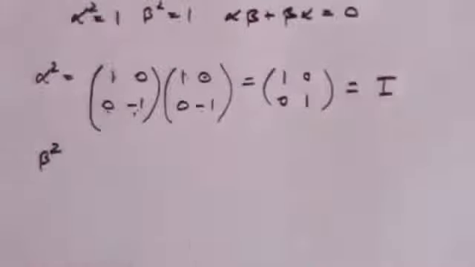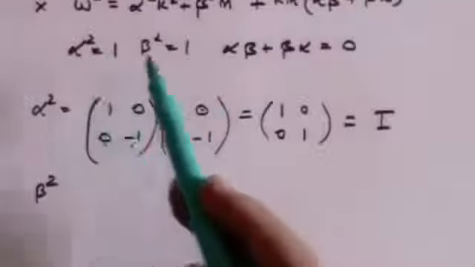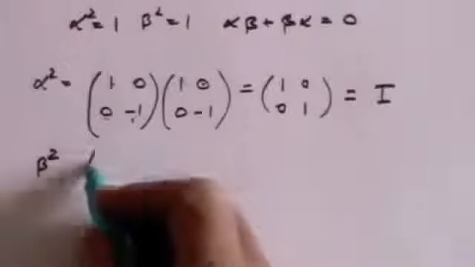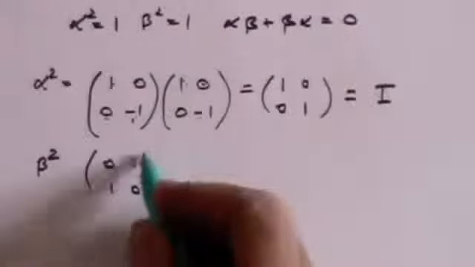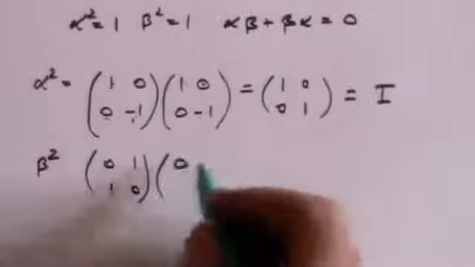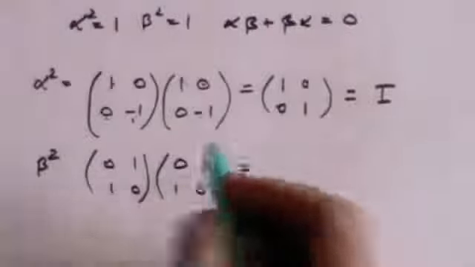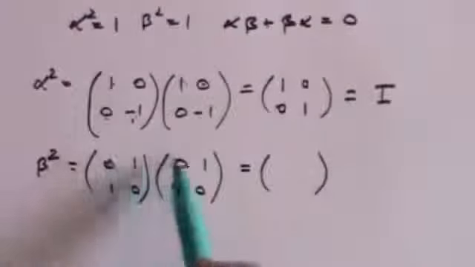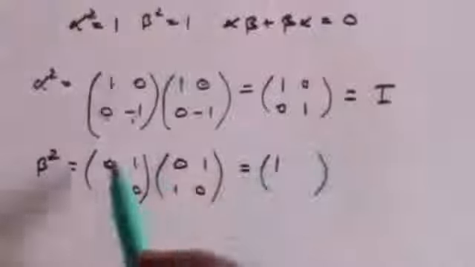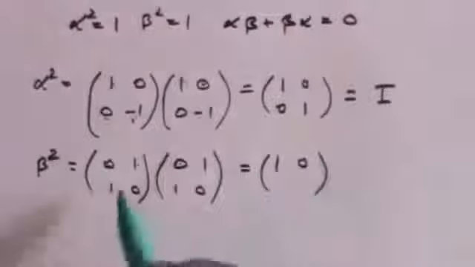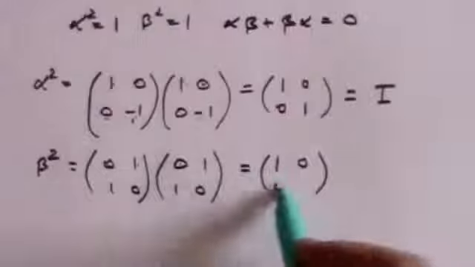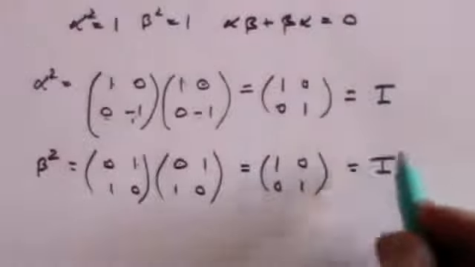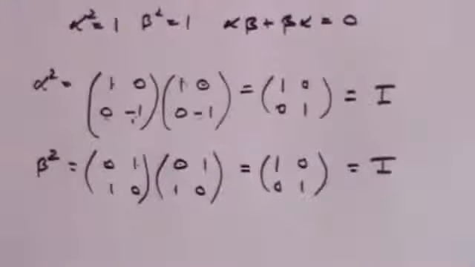Beta squared, if you calculate so as to achieve all these things here, beta squared turns out to be [0, 1; 1, 0], or that's beta. So if you multiply it by itself to get beta squared, again we better just check it. 0 times 0 plus 1 times 1 is 1. 0 times 1 plus 1 times 0 is 0. 1 times 0 plus 0 times 1 is 0. 1 times 1 plus 0 times 0 is 1. That is the identity operator I. Beta squared does indeed equal 1.